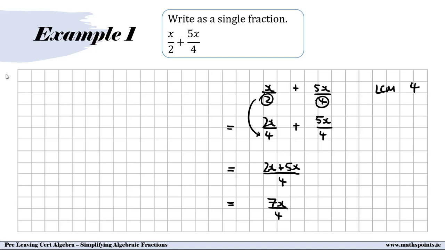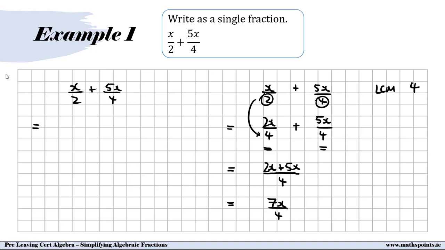Now I'm not going to use that method for each question. I'm not going to keep the fractions separate like this, even though you could do that. You could just write each fraction as an equivalent fraction. So I'm going to write it in a slightly different way on the left hand side, and that'll be the procedure that we use for most of these questions. So we'll write down the sum again, which is x over 2 plus 5x over 4.